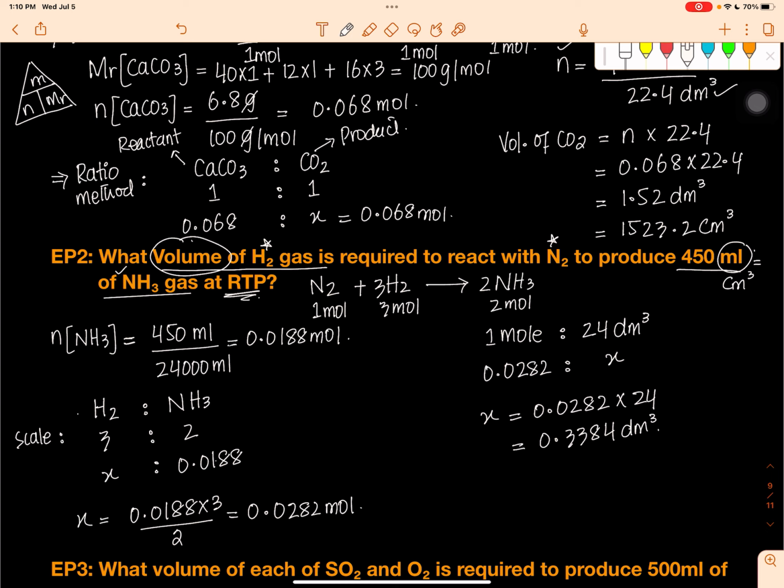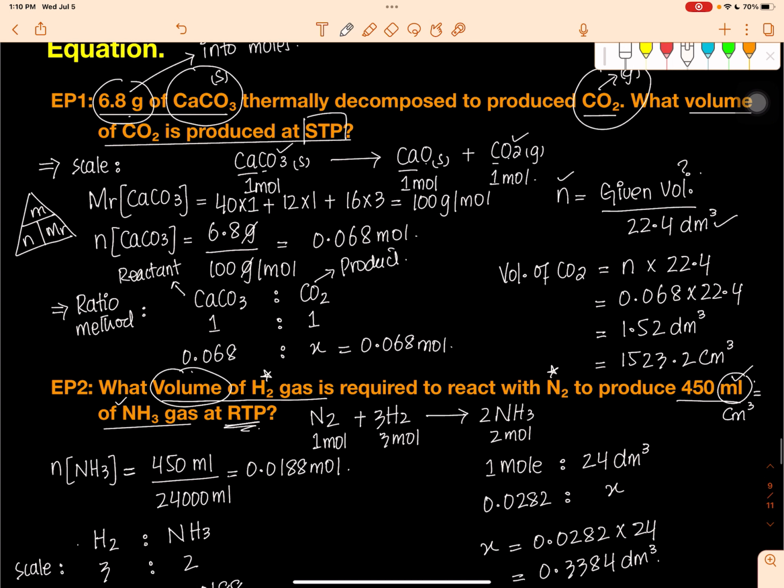Now, in some practices, we find the result in dm cube. But for consistency, since the equation used mL, we need to convert this dm cube into mL. For that, we multiply it by 1000. So we get the volume of hydrogen required, that is 338.4 mL. This is the volume of hydrogen that is required to produce 450 mL of ammonia gas at RTP.